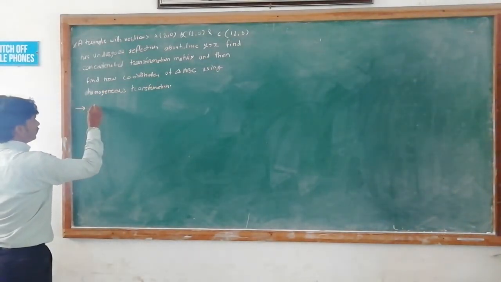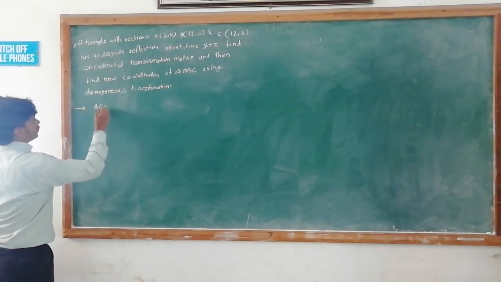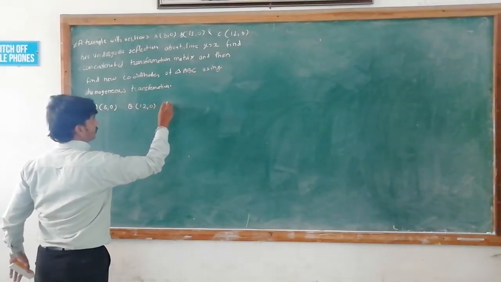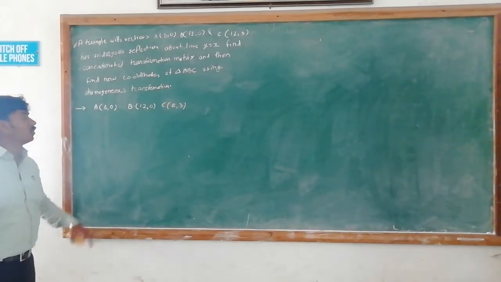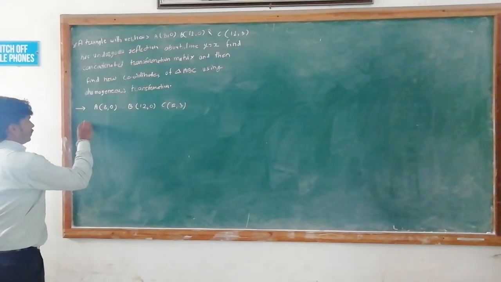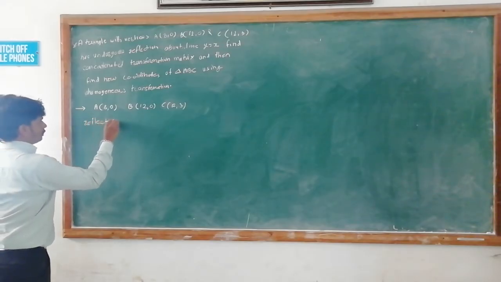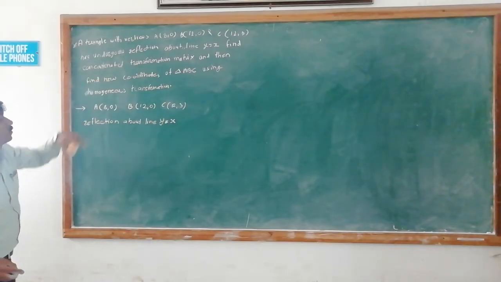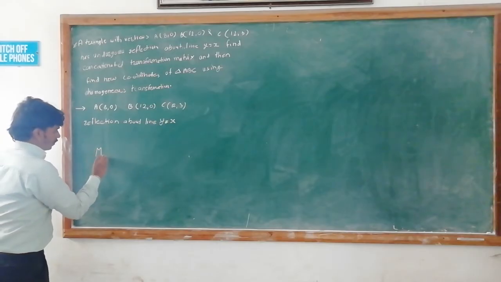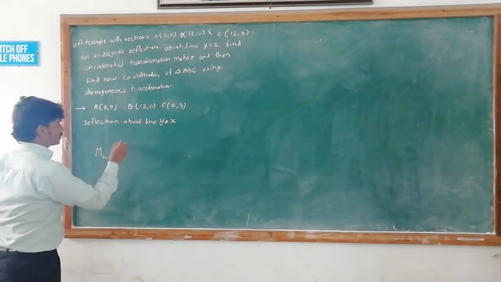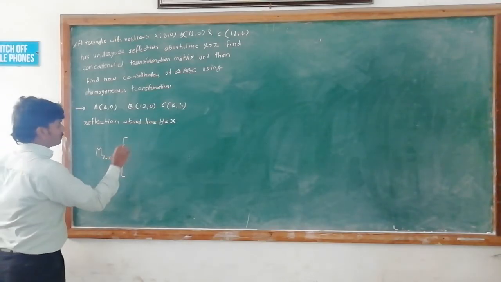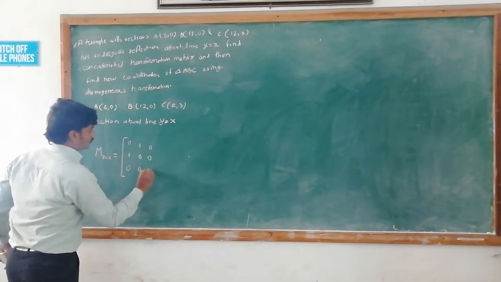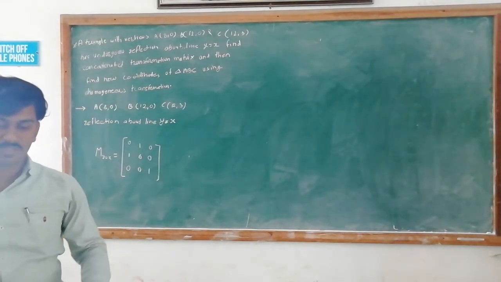First of all, we write that given the coordinates of the point A is equal to 8, 0, B is equal to 12, 0, and C is equal to 12, 3. Okay, these are the coordinates of ABC. And we have a reflection about the line y is equal to x. So we have to find out the concatenated transformation matrix. We denote it by M y is equal to x, and it has a value of 0, 1, 0, 1, 0, 0, 0, 0, 1. Okay? So this is our concatenated transformation matrix.